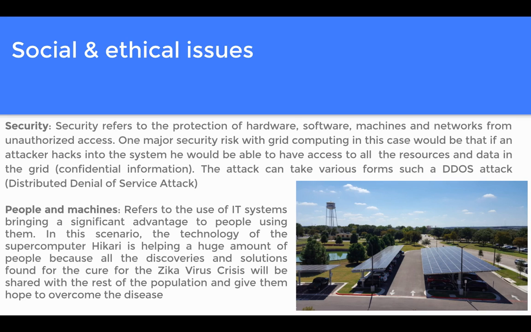People and machines refers to the use of IT systems, bringing a very significant advantage to the people using them. So, in this scenario, the technology of the supercomputer Hikari is helping not just one, but a huge amount of people because all of the discoveries and solutions found for the cure of the Zika virus crisis will be shared with the rest of the population and will give them hope to overcome the disease.